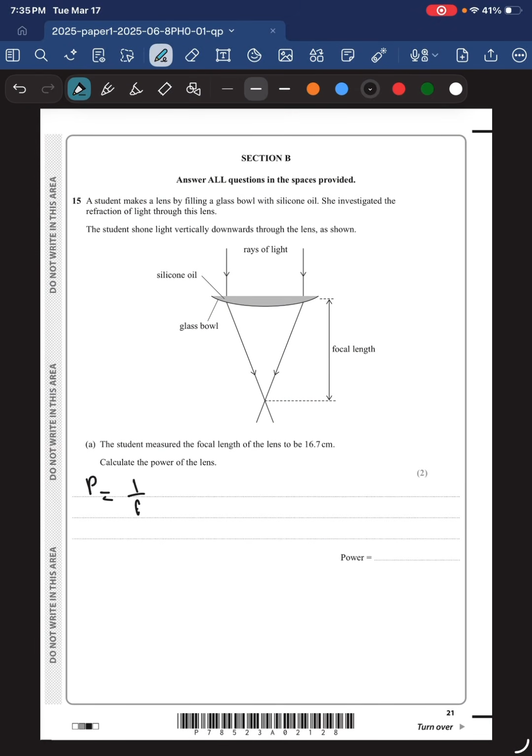So the power is equal to 1 over the focal length. So 1 over 0.167, which is 5.99 D, or about 6 D, and that's the power.